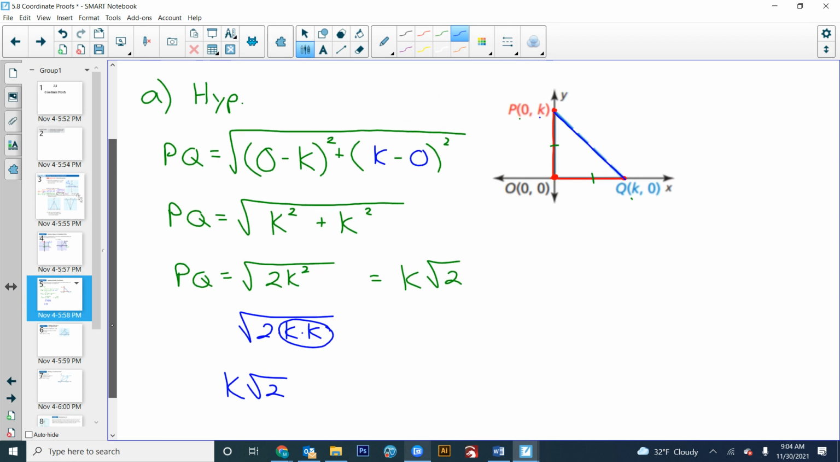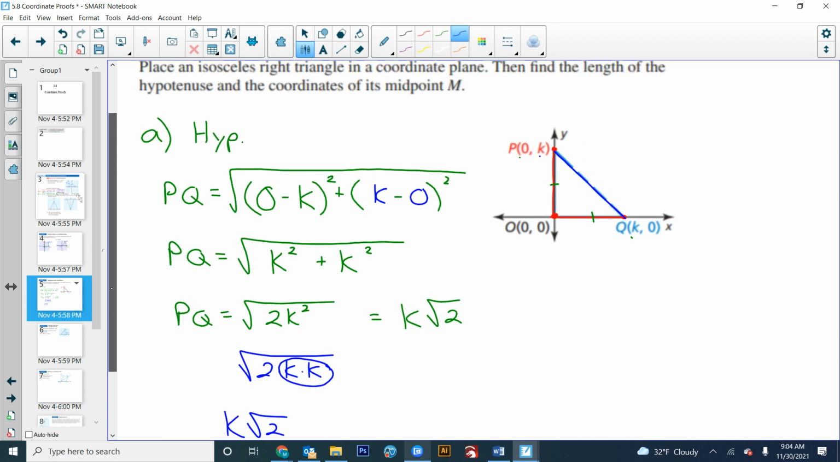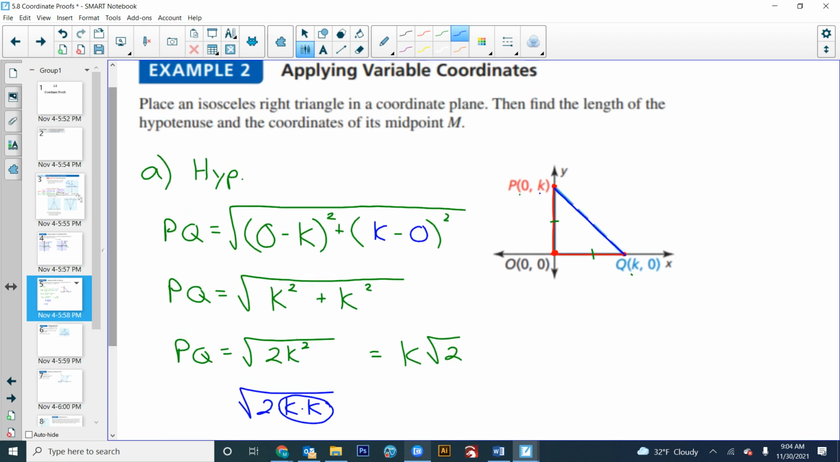Let's see if we answered the question. Find the length of the hypotenuse. Okay, it's 2 radical k. Nope. K radical 2. This is a very famous triangle. We're going to deal with it a lot later in the year.